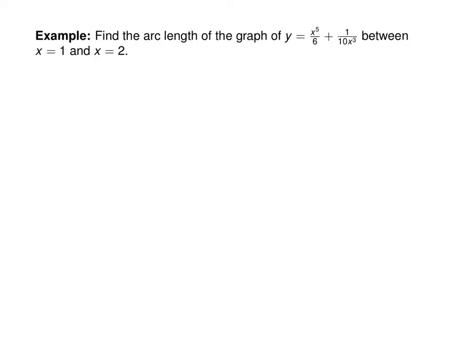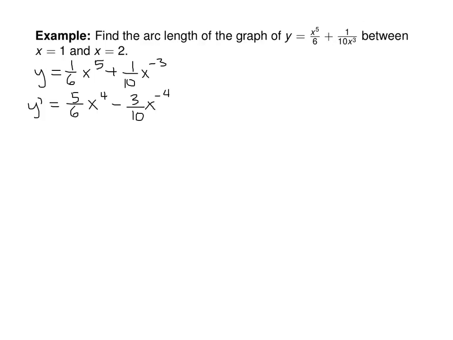Find the arc length of the graph y equals x to the 5th over 6 plus 1 over 10x cubed between x equals 1 and x equals 2. So first you have to be careful not to mess up the derivative. So y is equal to 1/6 x to the 5th plus 1/10 x to the negative 3rd. Now differentiate. Y prime is equal to 5/6 x to the 4th minus 3/10 x to the negative 4th.